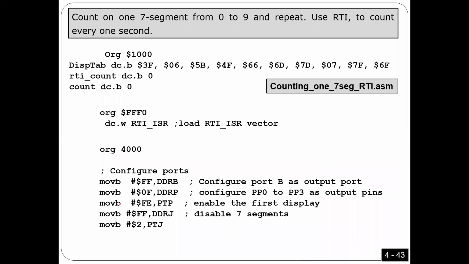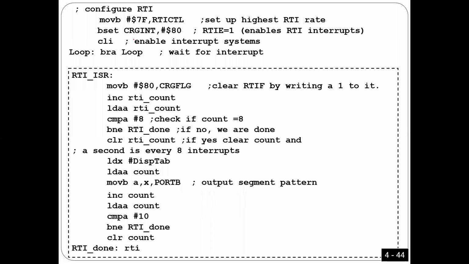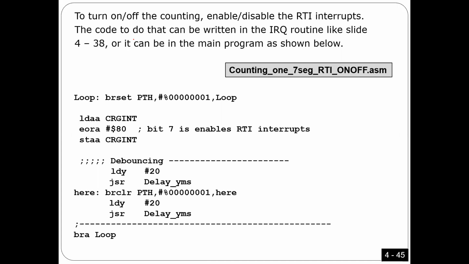Let's see the next program. In the next program, guys, I want to use RTI to count from 0 to 9. I explained the same program in chapter 3. I'm repeating it because I want to move it from the main to the interrupts. So you are going to count from 0 to 9, and I want to count every 1 second. I'm going to explain the program now, and I'm also going to show you the video as well.